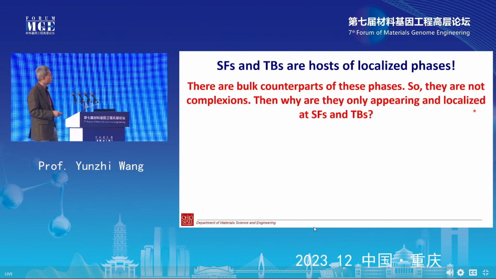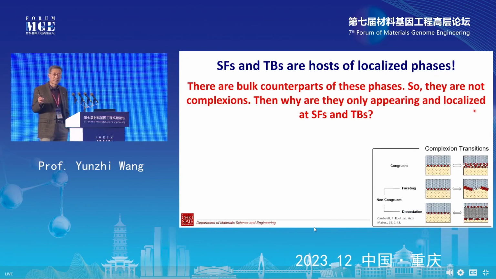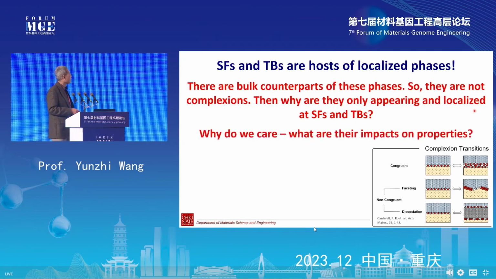So we try to understand: if you have a stacking fault or twin boundaries, they are the natural place to host those phases. But those phases have a bulk counterpart. They are not what we call complexions. So the question is, they are not stable. Why do these appear in our alloy? Our alloy is supposed to use the gamma prime phase rather than have this eta and then chi. And the second question is, why do we care?